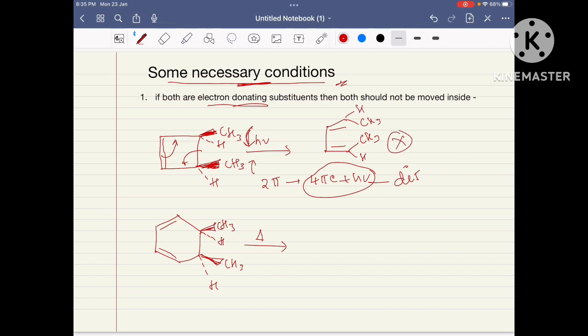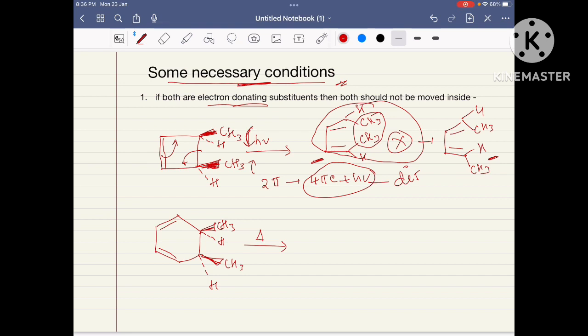This should not be a product. According to the selection rule, this will be the product, but due to steric hindrance, this will not be a product. So in this case, the selection rules will be silenced, and the product will be something different from this one. This may be one CS3 outside and another CS3 inside. So this may be a product, but definitely this is not the product because of steric hindrance. I hope you understood what the necessary condition is.